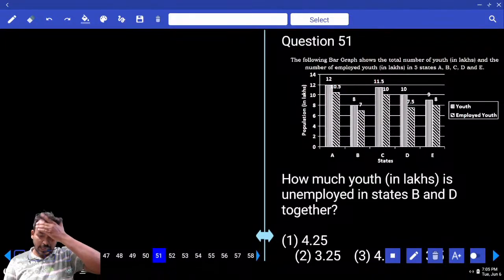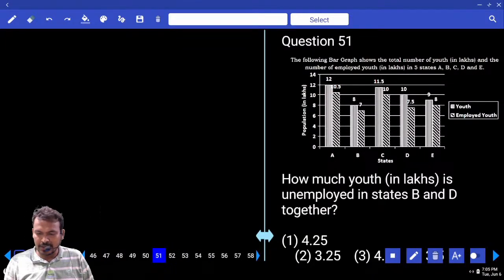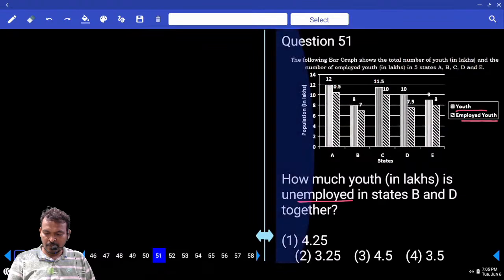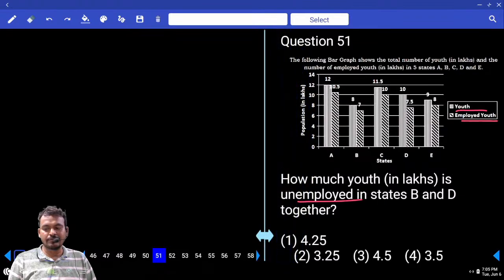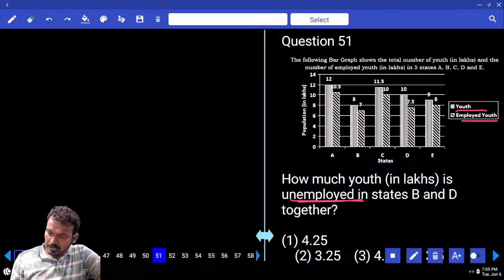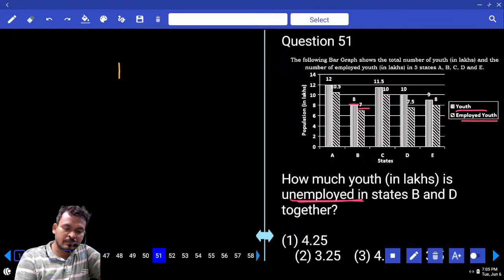How much youth, in lakhs, is unemployed in states B and D together? One is youth data, another is employed youth, but we require unemployed. Means the difference between youth and employed, we get unemployed. What is the B value? 8. Out of 8, 7 are employed. What is the unemployed? 1.